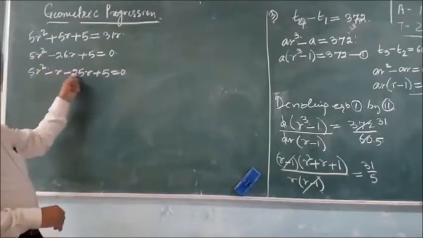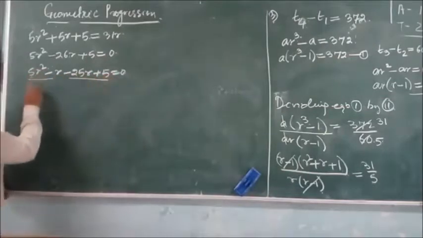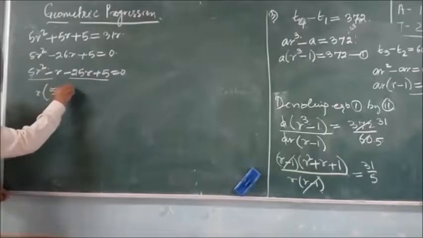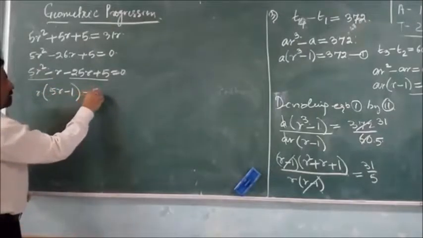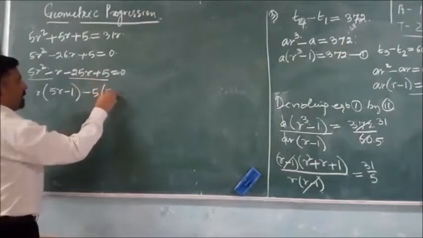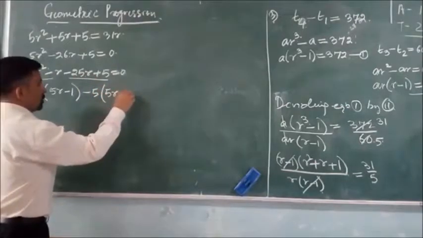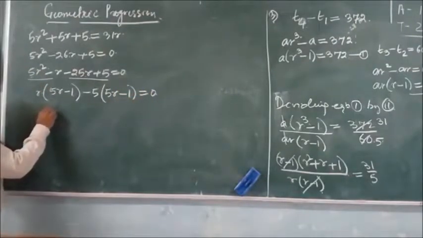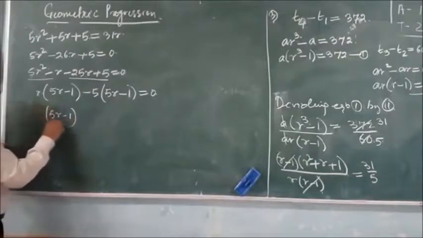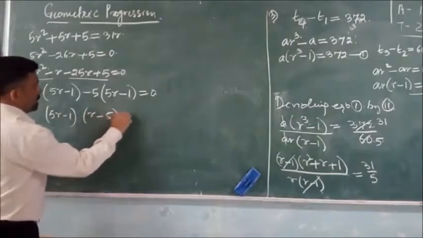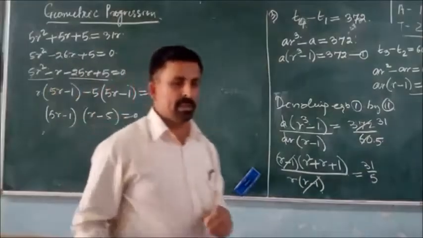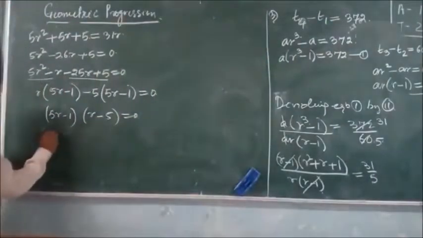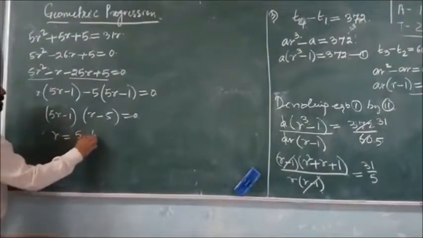Yes. Now we can do grouping. This and this can be grouped together. From here you are getting r out. Then this is 5r minus 1. And from here you take out minus 5 common. This becomes 5r, and this becomes minus 1, is equal to 0. So finally we have 5r minus 1 and r minus 5 is equal to 0. So from here we can have the value of r. Is it okay? We are going to get two values of r. So your one value is 5 and another value is 1 over 5.